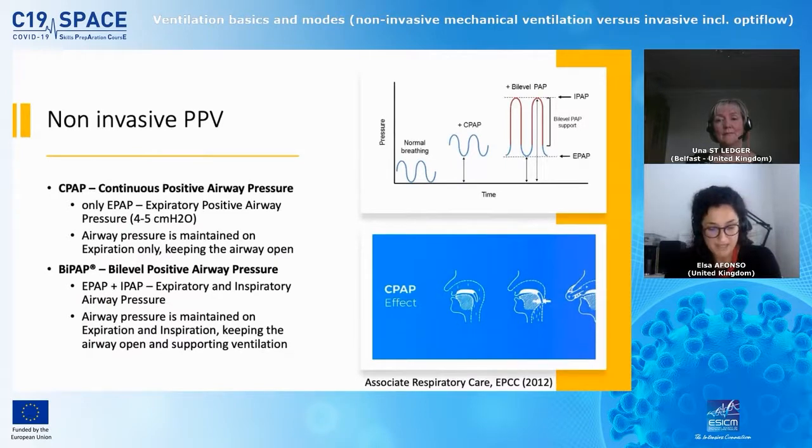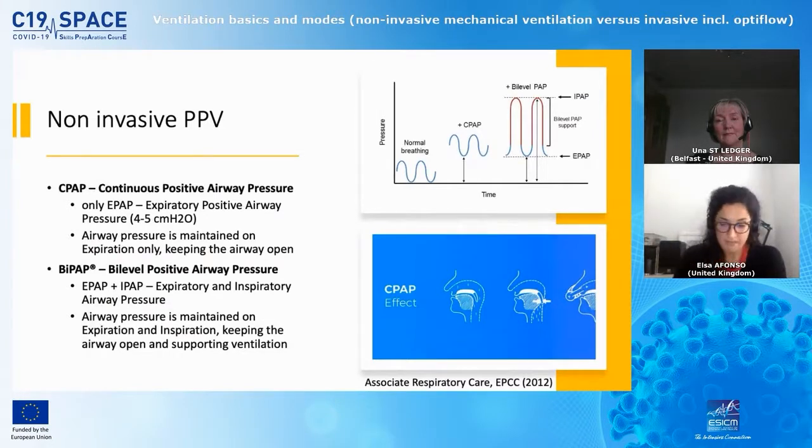With CPAP, continuous positive airway pressure, only EPAP, expiratory positive airway pressure, will be delivered, and it's usually between 4 to 5 centimeters of water. Airway pressure is maintained on expiration only, keeping the airway open and allowing the alveoli more time for oxygenation. With BiPAP, or bilevel positive airway pressure, both EPAP and IPAP are delivered, expiratory and inspiratory airway pressure. Airway pressure is maintained on expiration and inspiration, keeping the airway open and supporting hence both oxygenation and ventilation.